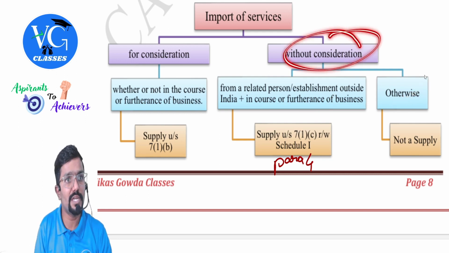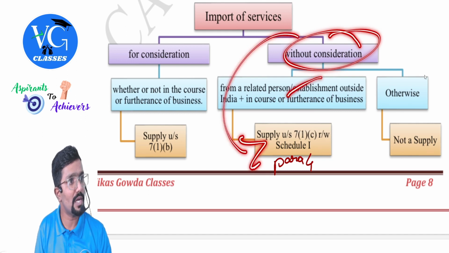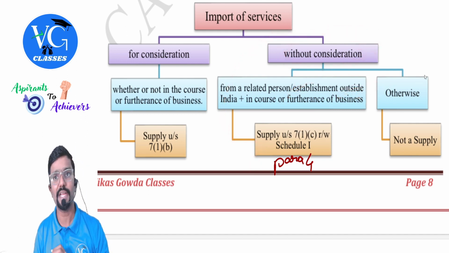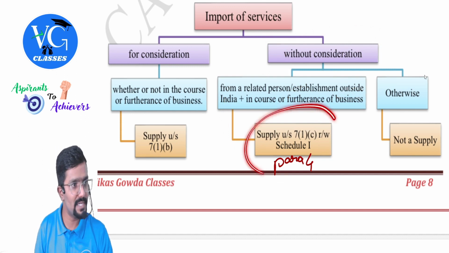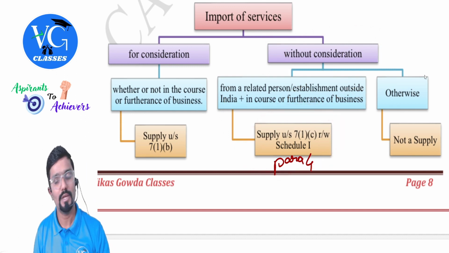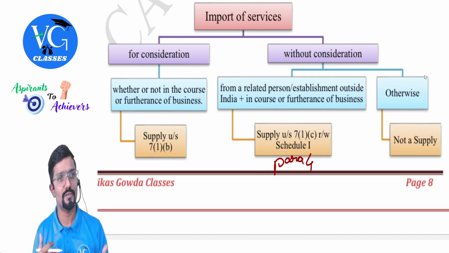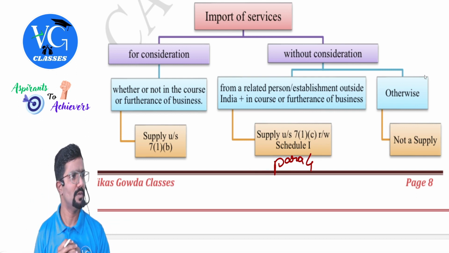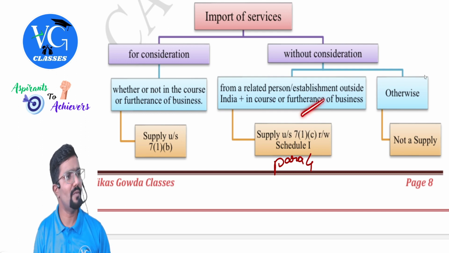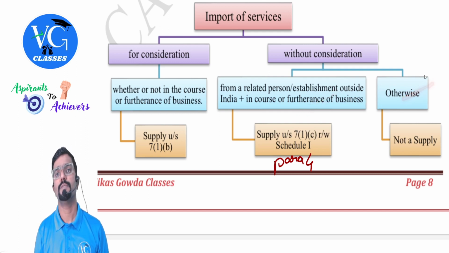Just because it is without consideration, don't straight away put it here. There are other conditions also to be satisfied. Check it. If it is satisfied, yes, it is a supply as per para 4. If not, it is not at all a supply. For example, I have imported services from my friend who is not a relative, without consideration. Is it covered here? No. It will come here. Not a supply.